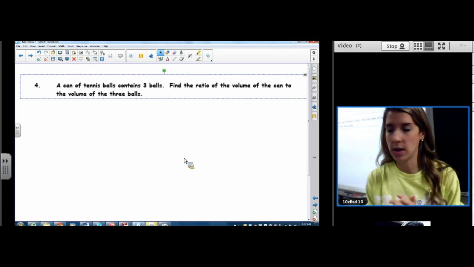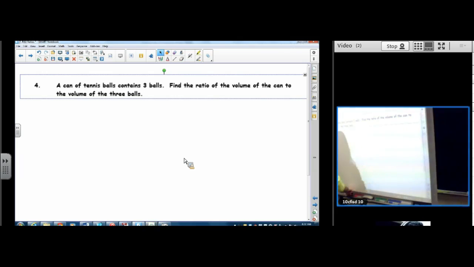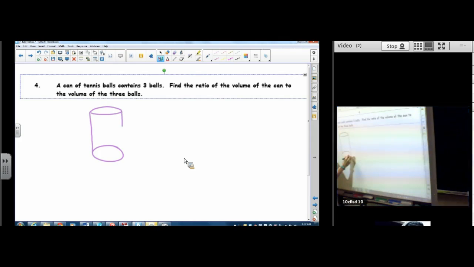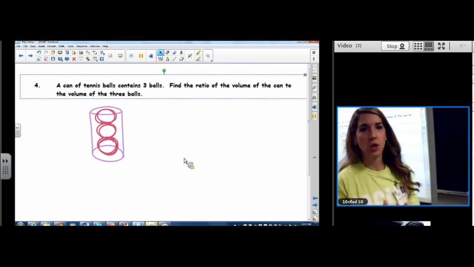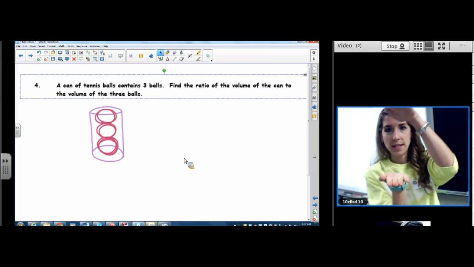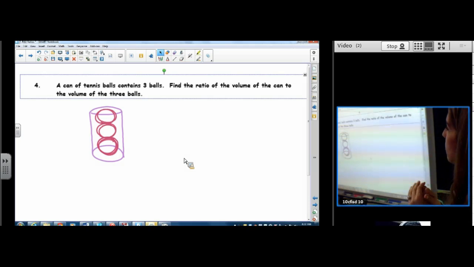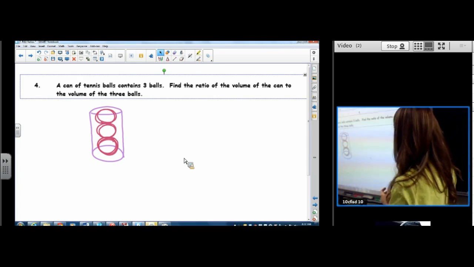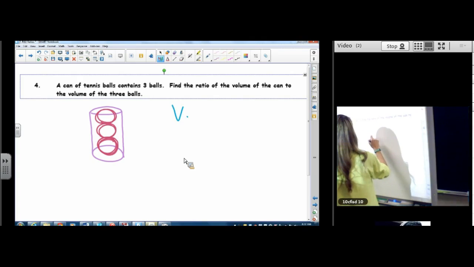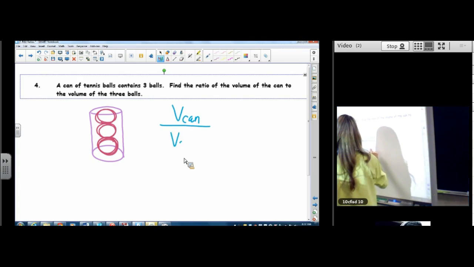I really like this one because you have to really use what you know about the radii of the sphere and the height of the cylinder. So we have a can of tennis balls, and there's 3 balls. Sorry, they're not all congruent in my picture, but pretend they are. Okay, so we are going to assume that the balls touch both bases of the cylinder. We're going to assume that they are kind of inscribed, although that's not the right word. We're going to find the ratio of the volume of the can to the volume of the 3 balls. So we want to do volume of the can to volume of the 3 balls.